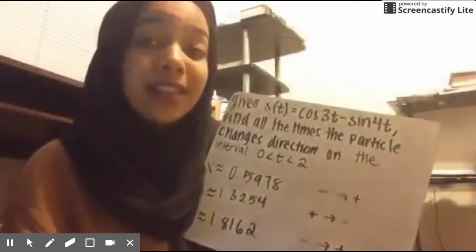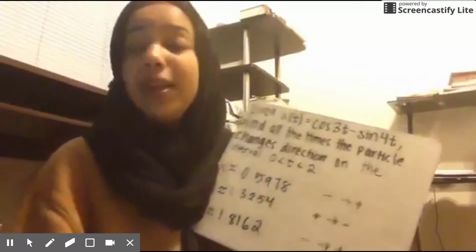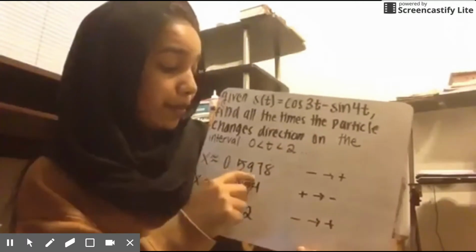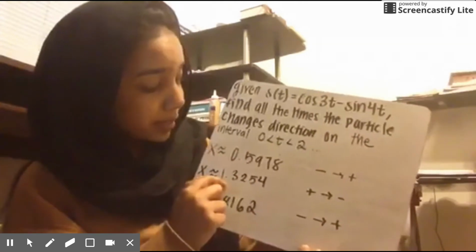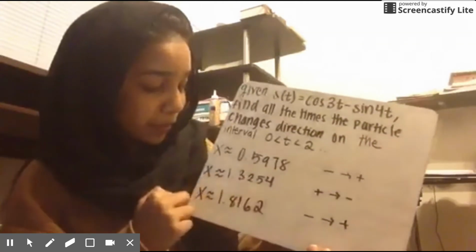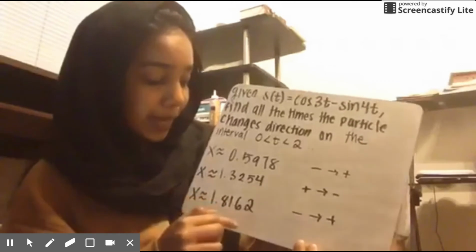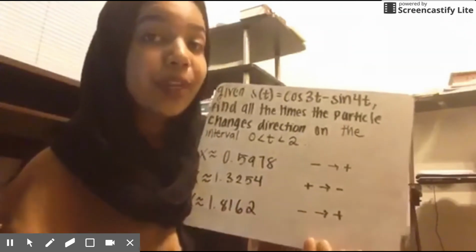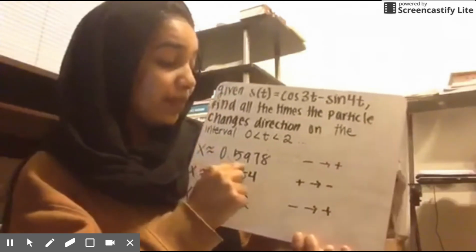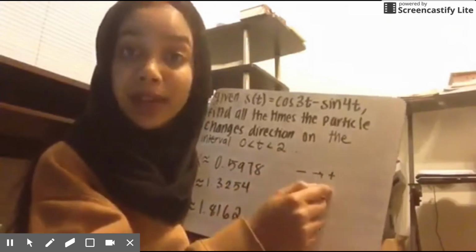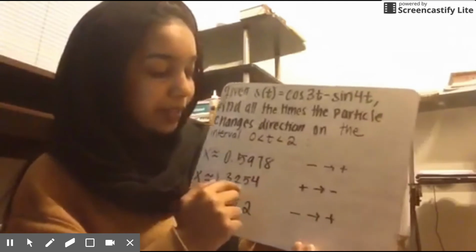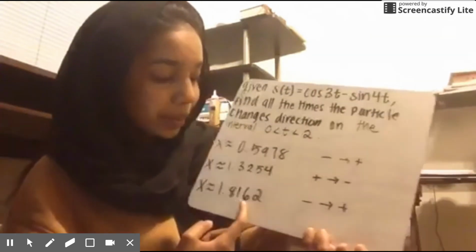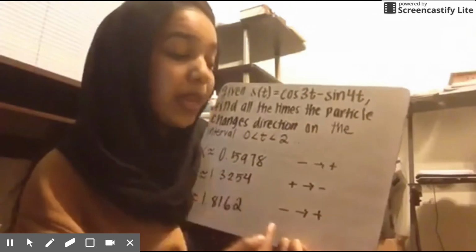So on the interval from 0 to 2, the velocity reaches 0 at x approximately 0.5978, x approximately 1.3254, and x approximately 1.8162. And it changes direction at each of these points. For 0.5978, it goes from negative to positive. From 1.3254, it goes from positive to negative. And from 1.8162, the graph goes from negative to positive.